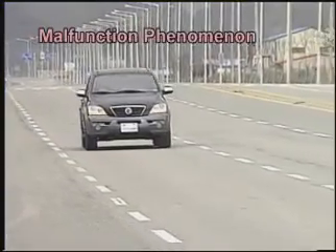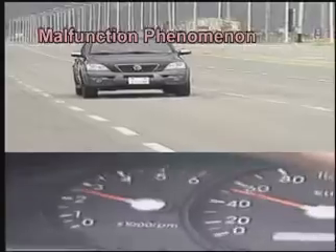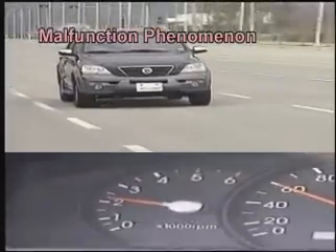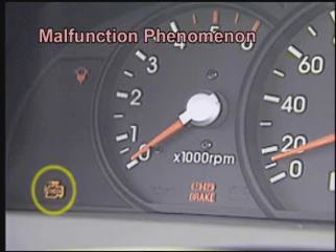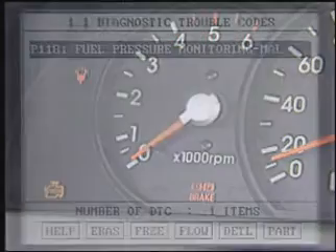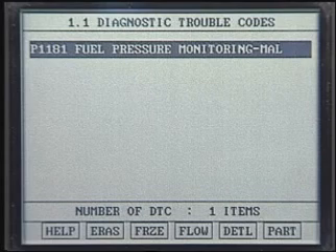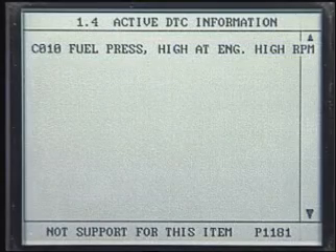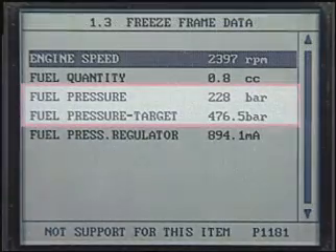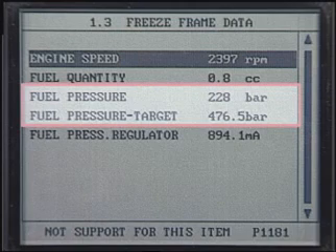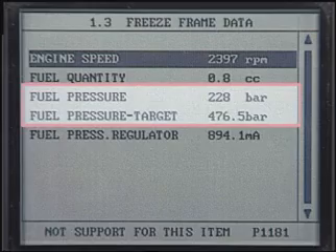When driving, the vehicle's engine stops with the engine warning lamp on. At this time, you can see that the engine's RPM rapidly decreases and that the engine warning lamp is on. The Hi-Scan then indicates a P1181 fuel pressure monitoring malfunction, and the related cause code of C010, fuel pressure high and engine RPM high, is shown. At this time, the measured value of the fuel pressure sensor illustrates the difference between the actual value and the target value for fuel pressure.